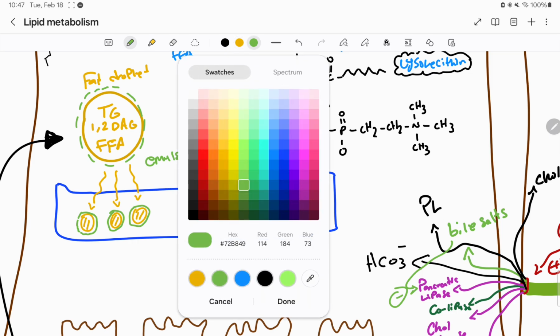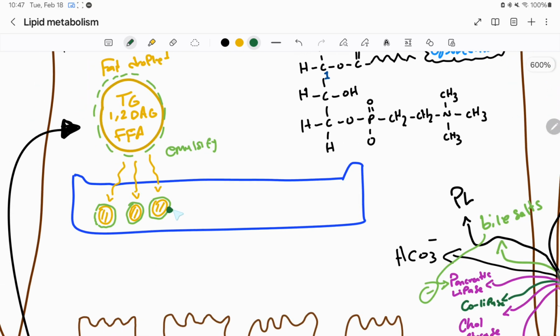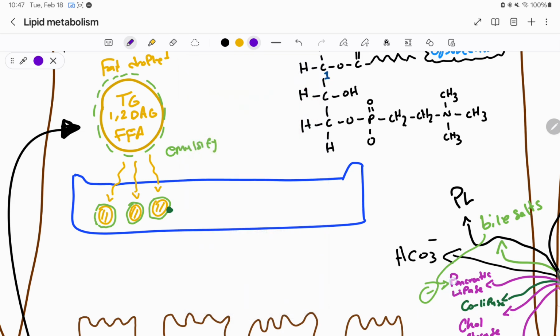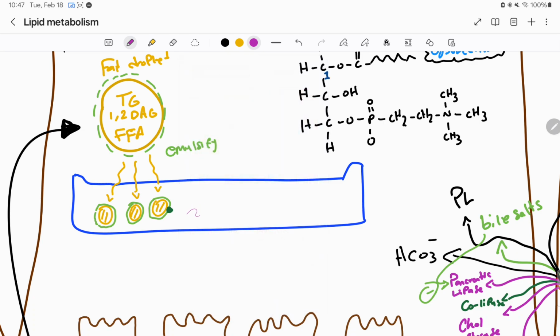And let me depict it in this way so you can fully understand what I'm trying to say. So this guy will bind to the actual fat droplet, because it has specific hydrophobic residues. And it now allows the actual pancreatic lipase enzyme, which we'll do in this color, to bind here.